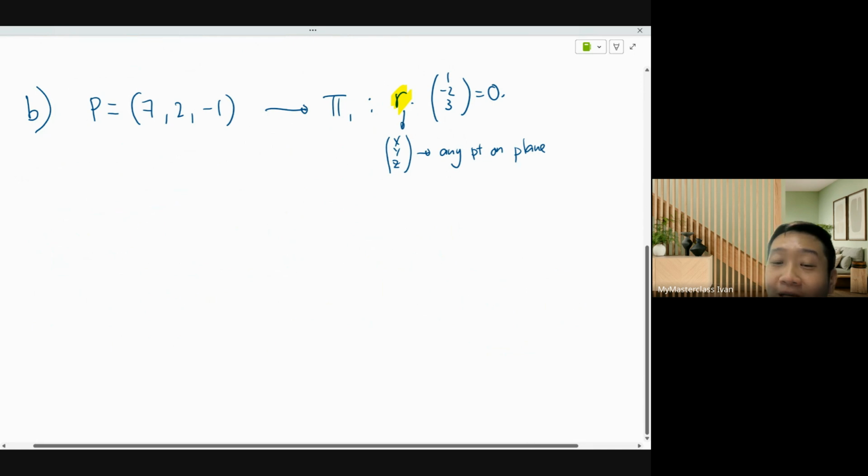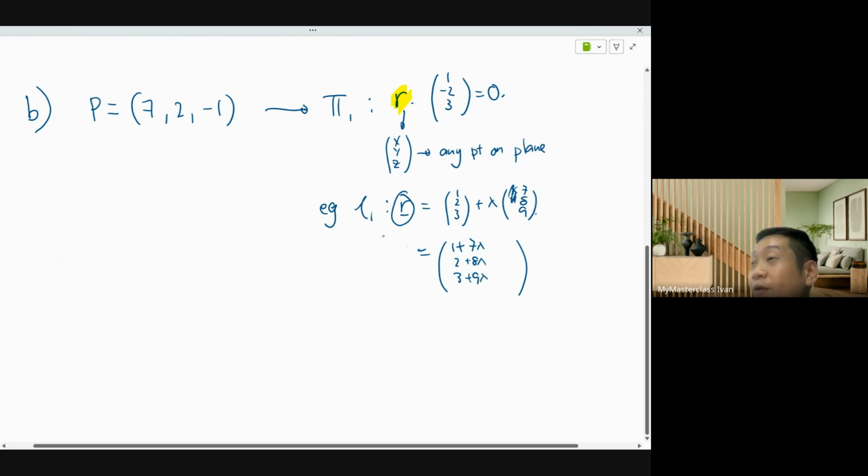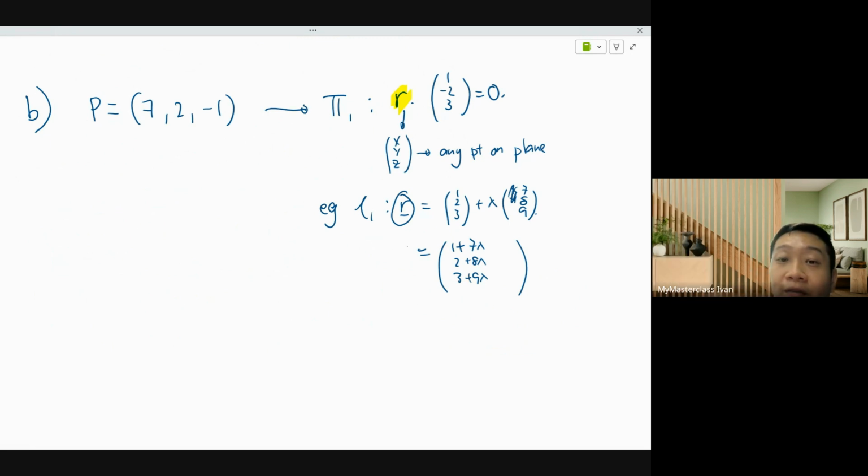Let's say, for example, you have a line which is r equals (1, 2, 3) plus lambda (7, 8, 9). What does r mean? Any point on the line will satisfy this whole equation: 1 plus 7 lambda, 2 plus 8 lambda, and 3 plus 9 lambda. So r means x, y, z, any point on the plane or any point on the line, depending on whether we are dealing with a line or plane. So the question asks, justify that (7, 2, -1) lies on the plane.